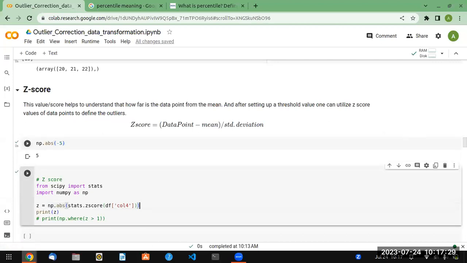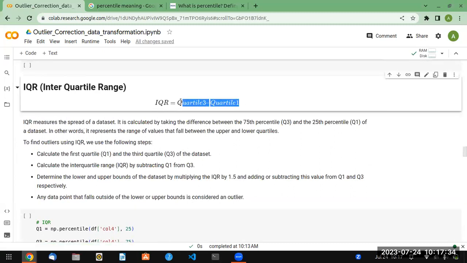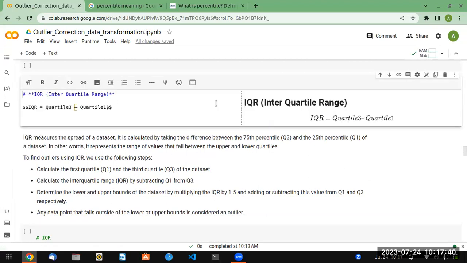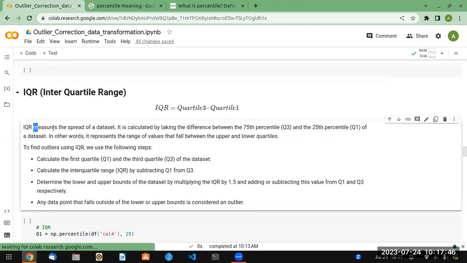Okay, now come to IQR. See guys, IQR is quartile 3, that means 75th percentile, minus 25th percentile, right? Quartile 3 is the 75th percentile. IQR measures the spread of a data set, which we have already seen in our box plot, right? That box is nothing but your IQR, the spread of your data set. It is calculated by taking the difference between the 75th percentile and the 25th percentile of the data set. In other words, it represents the range of values that fall between the upper and lower quartiles.